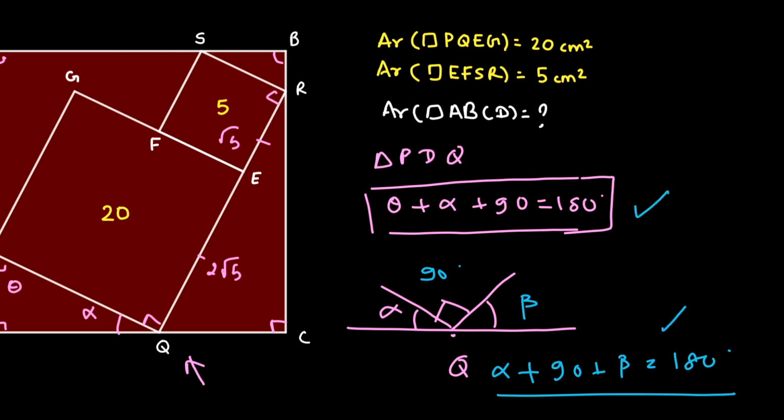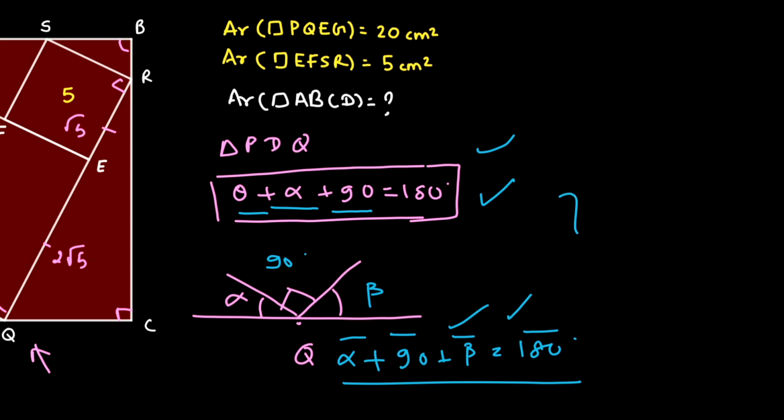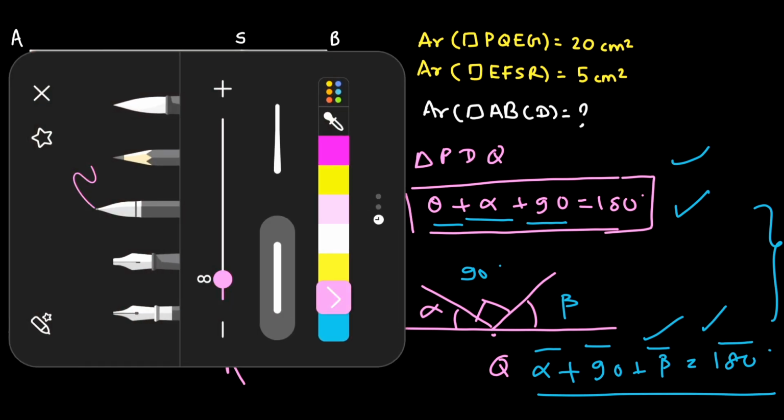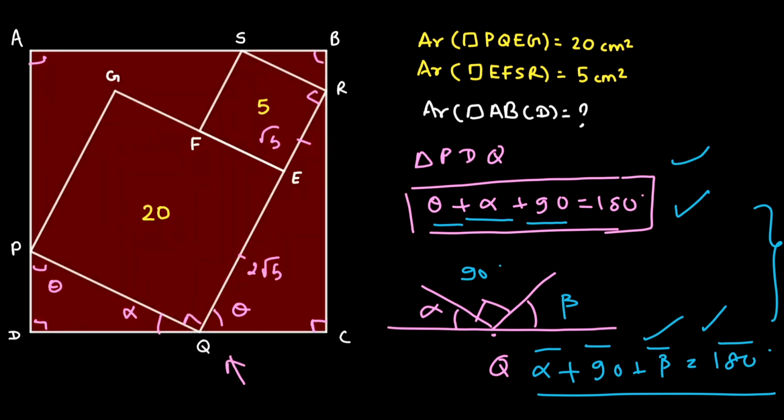We can see that alpha plus 90 plus theta equals 180 in this equation, and this equation says that alpha plus 90 plus beta equals 180. So by simply comparing these two equations, we can say that theta is equal to beta. So over here we have taken this particular angle as beta, so I will just replace that as theta. Okay, so here we can replace this angle as theta. Now look carefully in this right angle triangle.